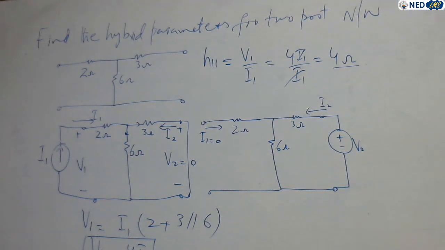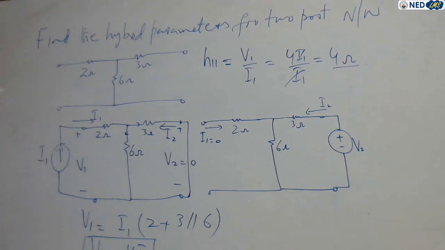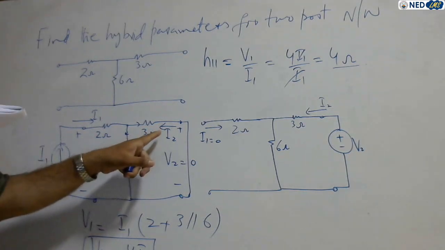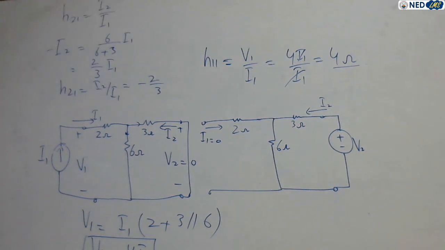Now H12. For H21, we need to calculate the current I2. So let's move. The parameter H21 is the ratio of output current over input current, that is I2 over I1, that is the reverse current gain.